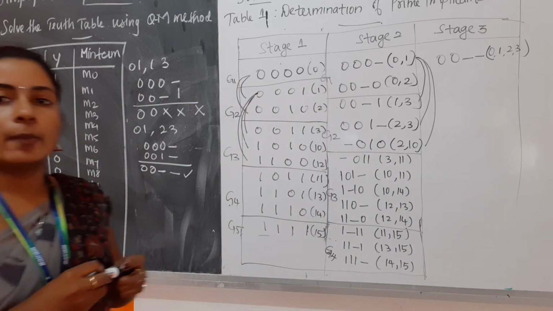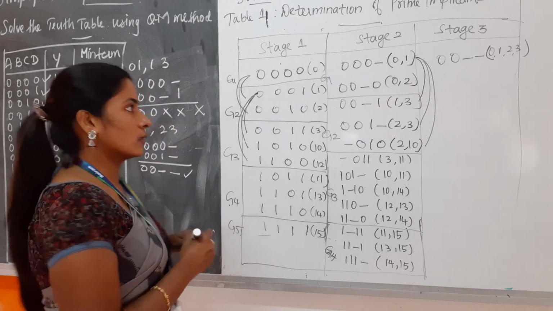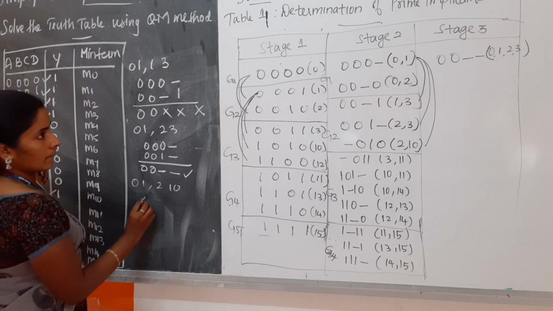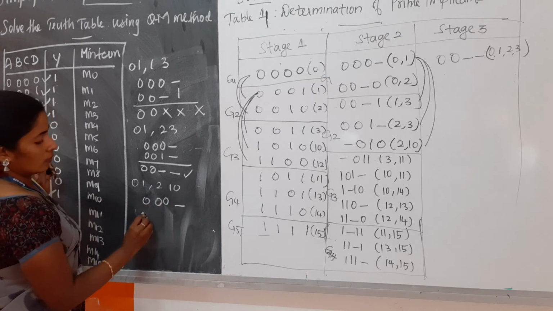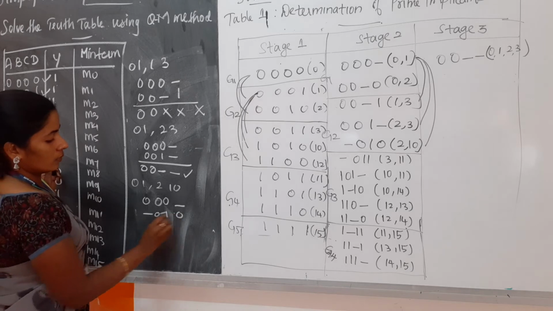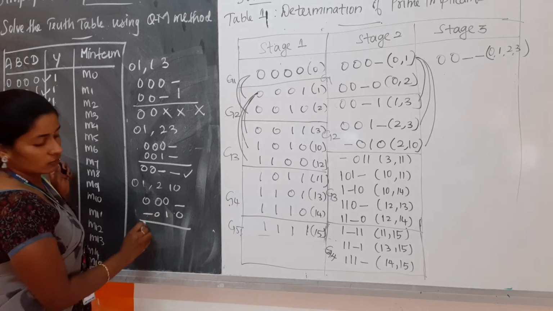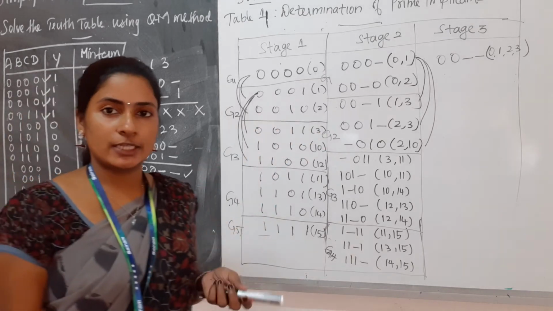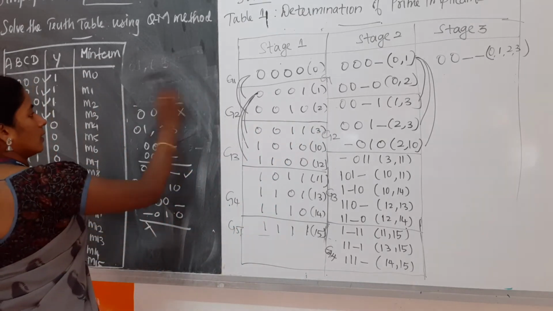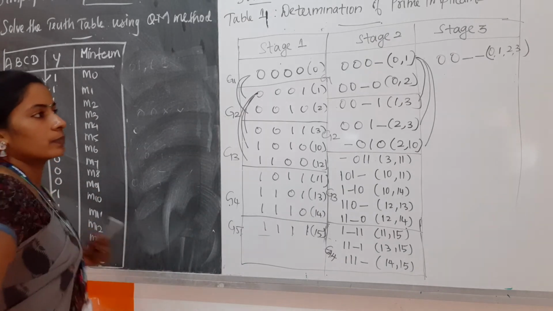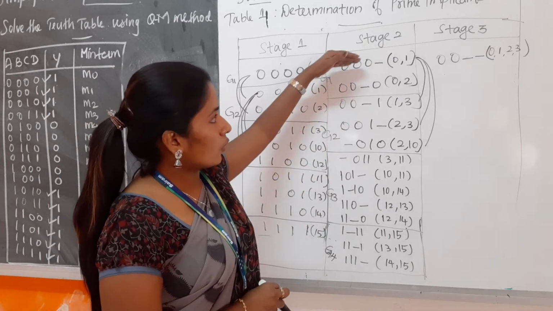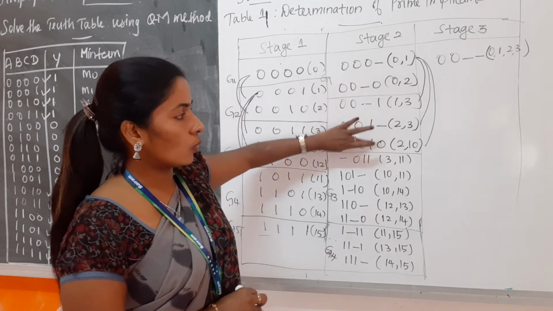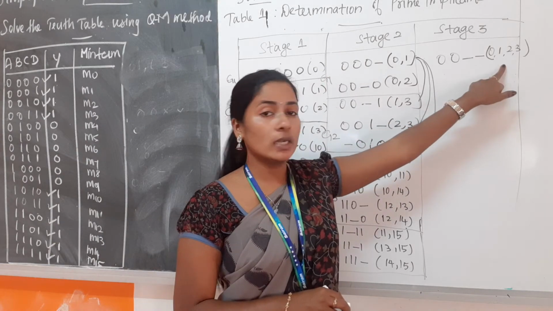So next what will I compare? I will compare 0 1 and 2 10. 0 dash cross. If single cross, then I should not write that in stage 3. So that also got cancelled. Out of these three, 0 1 1 3, 0 1 2 3, I got only one combination, that is 0 1 2 3.